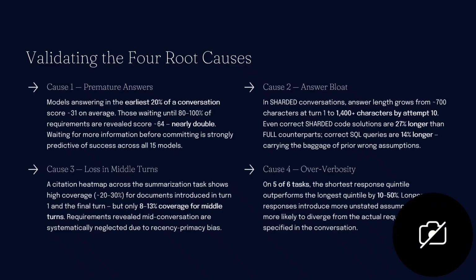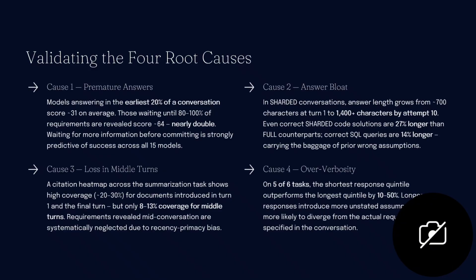Each of the four behavioral root causes the authors hypothesized is validated experimentally. Cause 1: premature answers. Models that make their first answer attempt in the earliest 20% of a conversation score about 31 on average. Models that wait until 80 to 100% of requirements are revealed score 64, nearly double. That pattern holds across all 15 models. Waiting works.